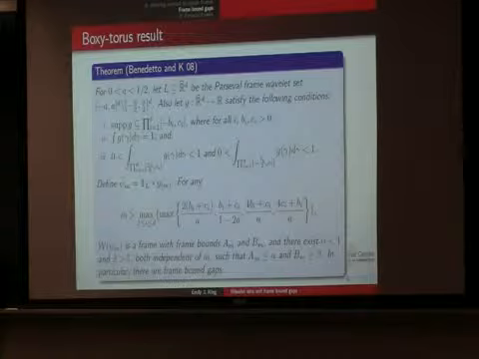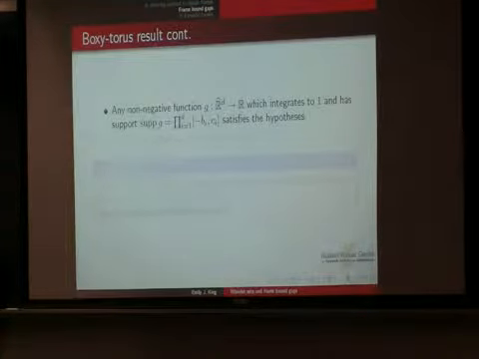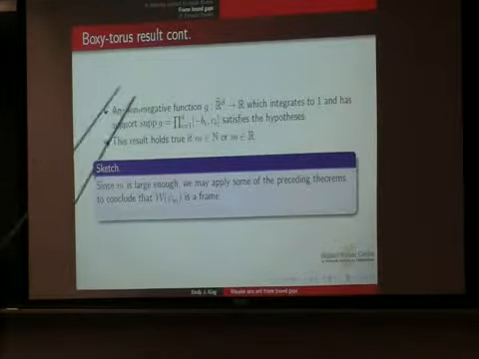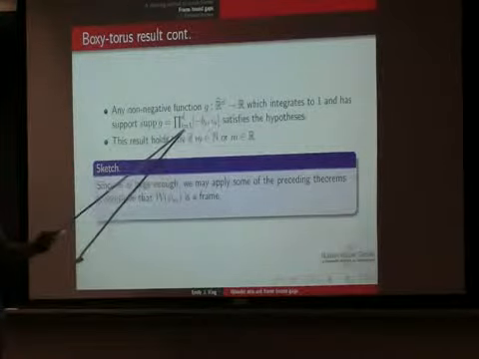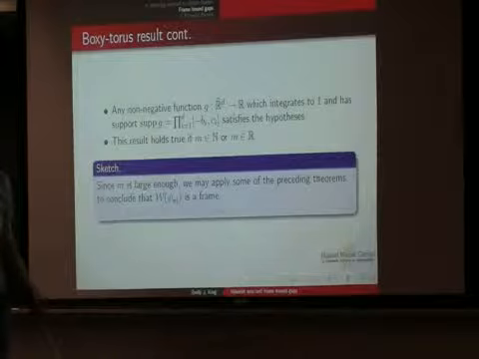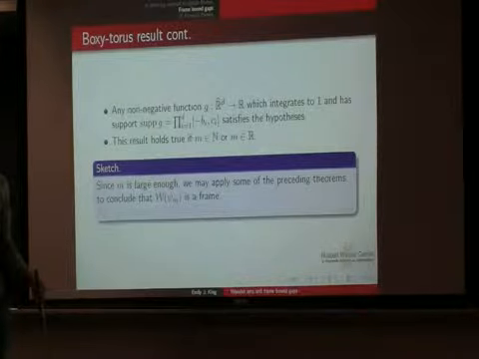Just a quick sketch of why that happens. Oh, sorry, quick comment first. The quick comment is that any non-negative function which integrates to 1 and has a support that's on some rectangle would satisfy the hypotheses.